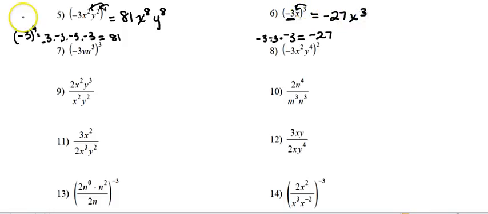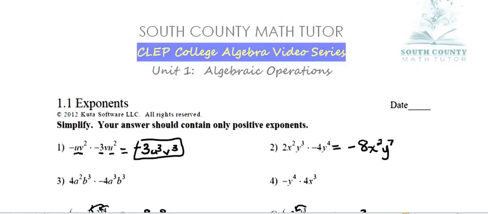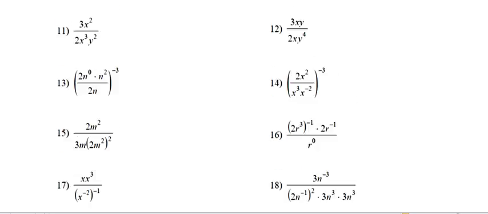Okay, let's look at number 13. My suggestion, when you have something inside of parentheses then raised to a power, I want you to go ahead and try to simplify inside the parentheses first. Okay, so almost like thinking PEMDAS. So inside the parentheses first, then exponent. Okay, so let's look inside.